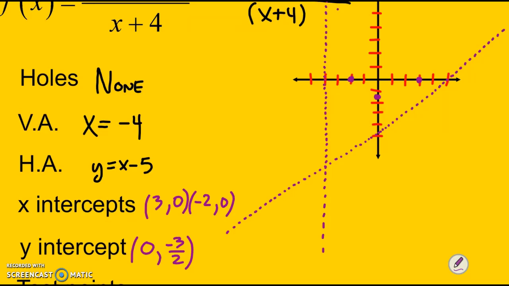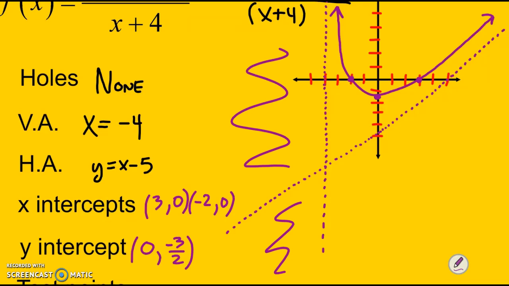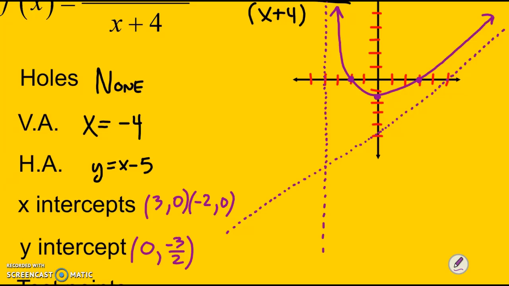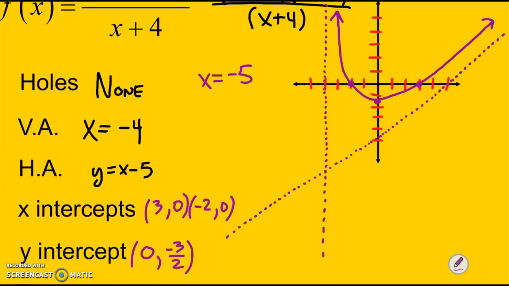So this is going to come in like this and go like that. Okay, now I need to figure out if the left side is going to be above it, up here, or down there. So how do we do that? Test points. We got to test a point to the left of -4. So how about -5? Put a -5 in and see what we get.